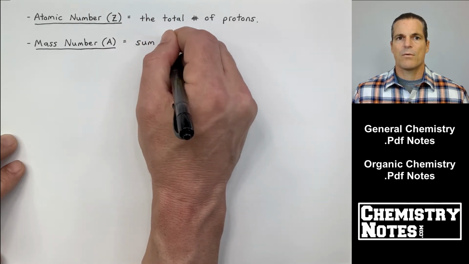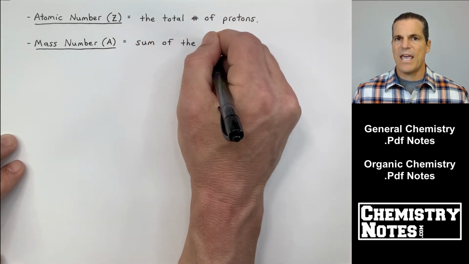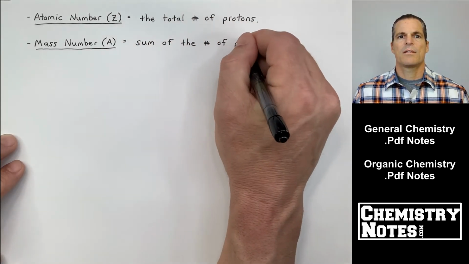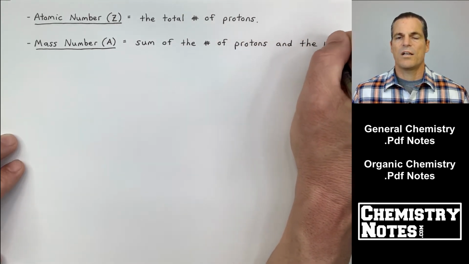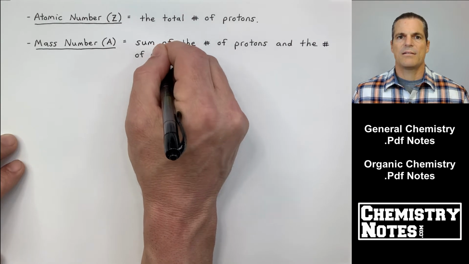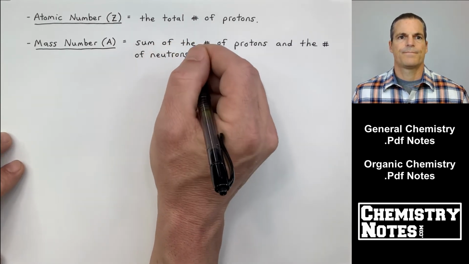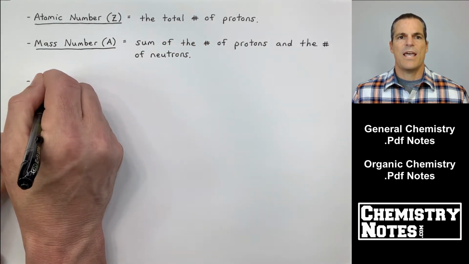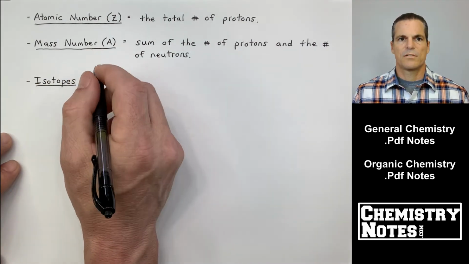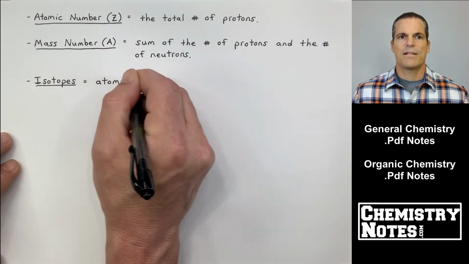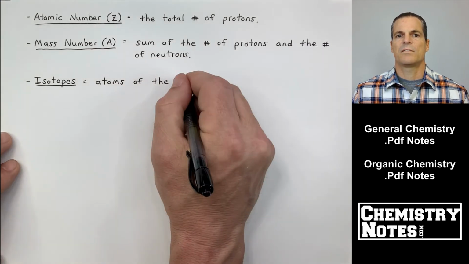Mass number, we give that the symbol capital A in nuclear chemistry, and that is equal to the sum of the number of protons and the number of neutrons. So the mass number A is never the amount of protons or electrons or neutrons. It's a sum. The mass number is the sum of protons and neutrons.